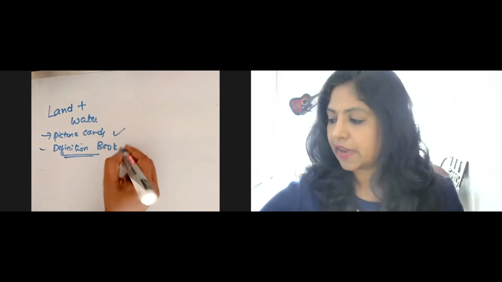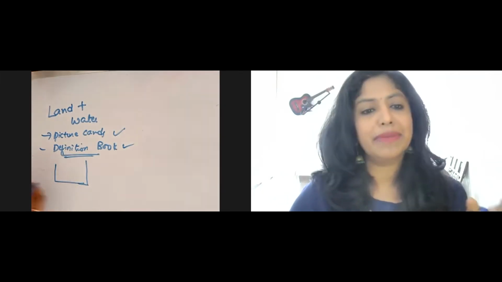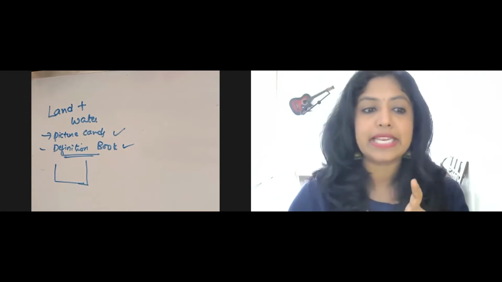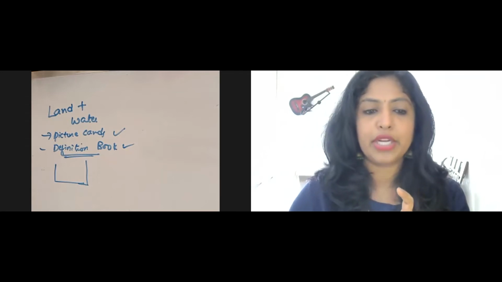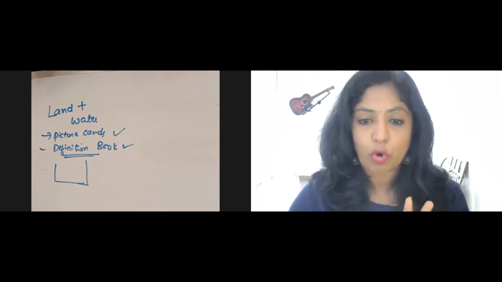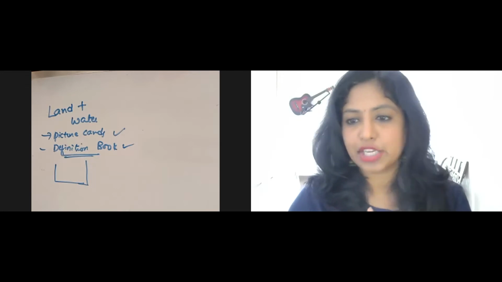So we have cards, we have definition books, and then we do have the material to introduce land and water forms. Okay. Now, before introducing land and water forms, I want everybody to introduce the globe to the child. Only after you introduce the globe will you go with the next lesson. Clear? So let's see the presentation of it.